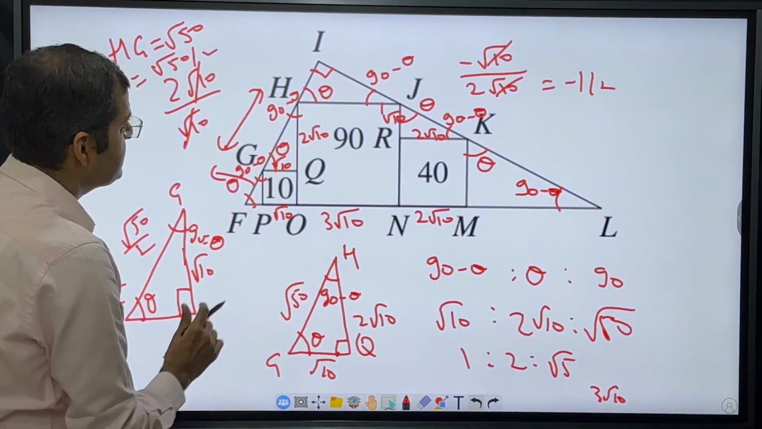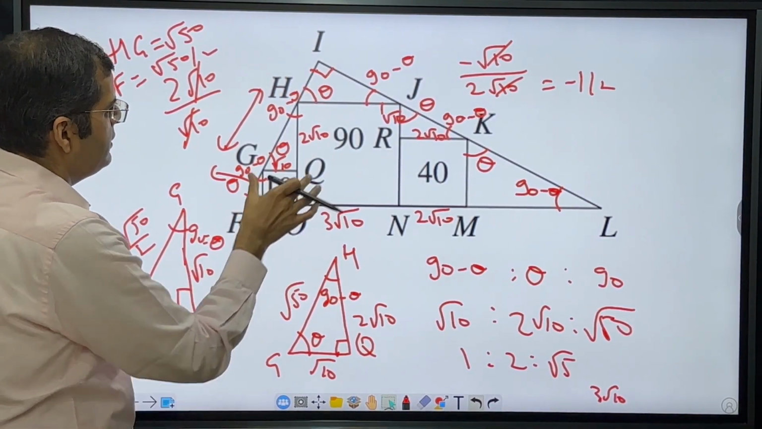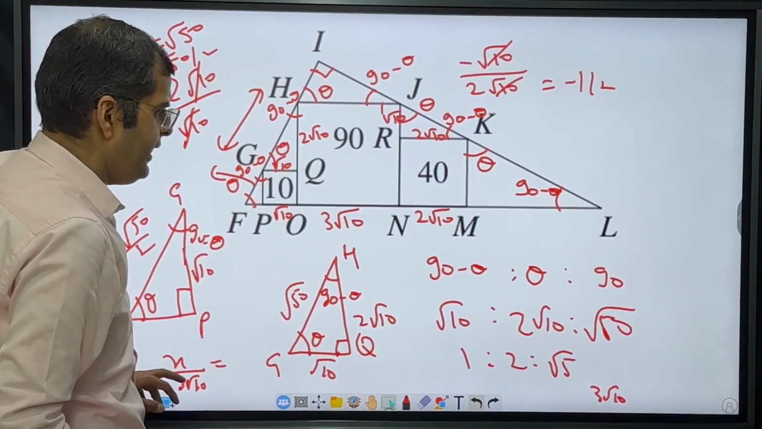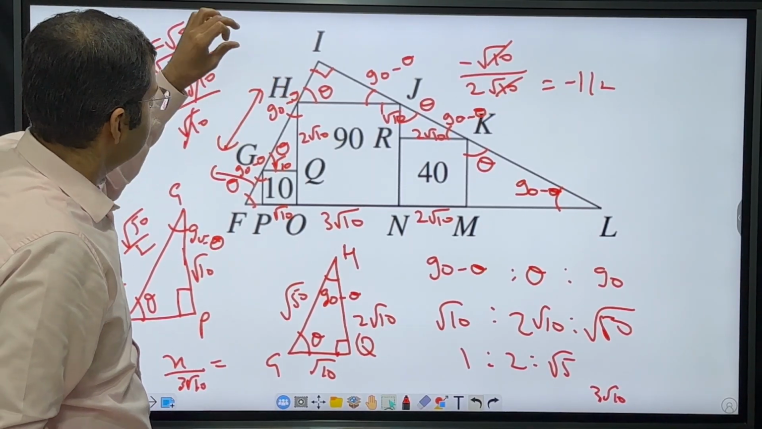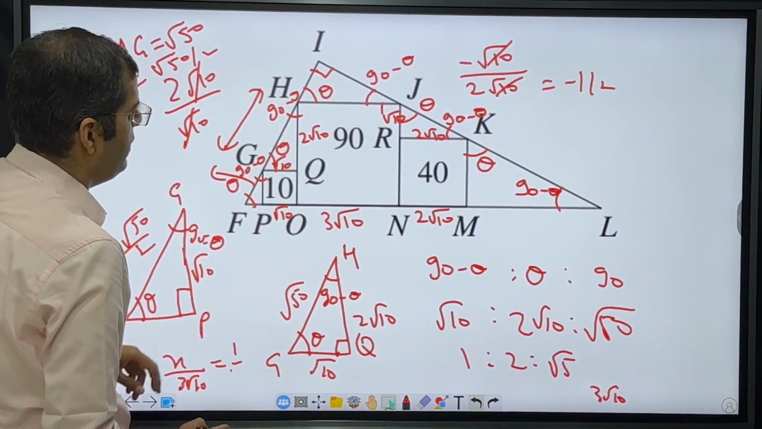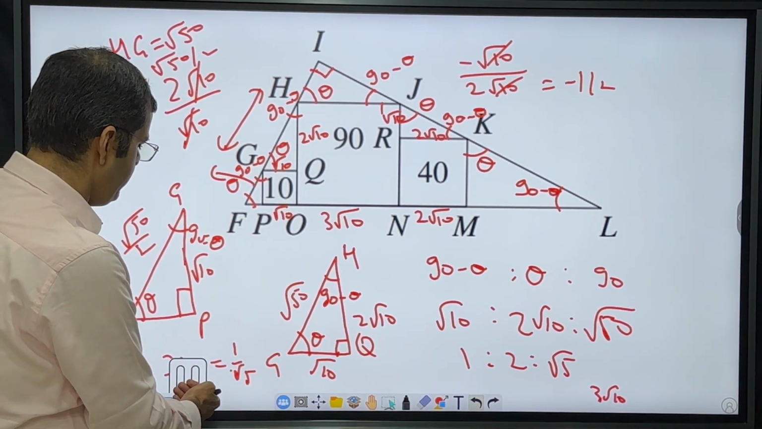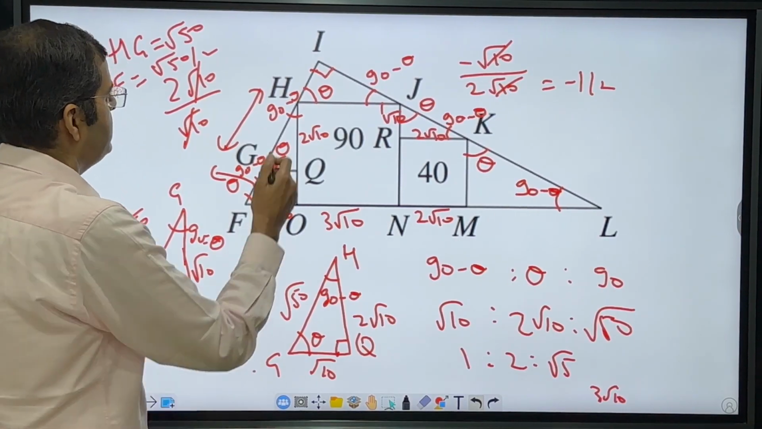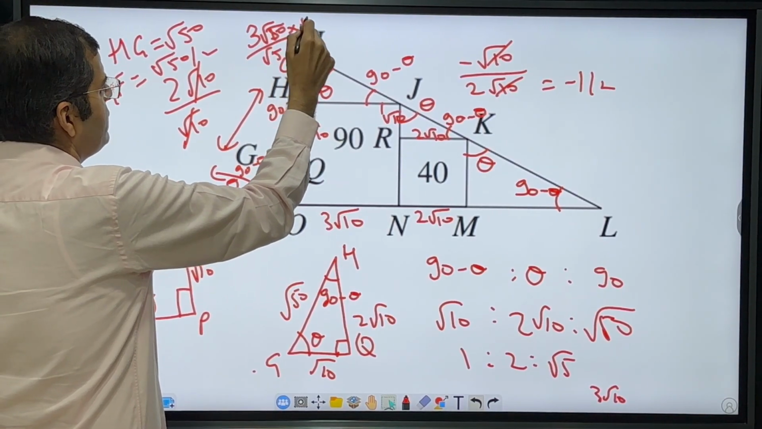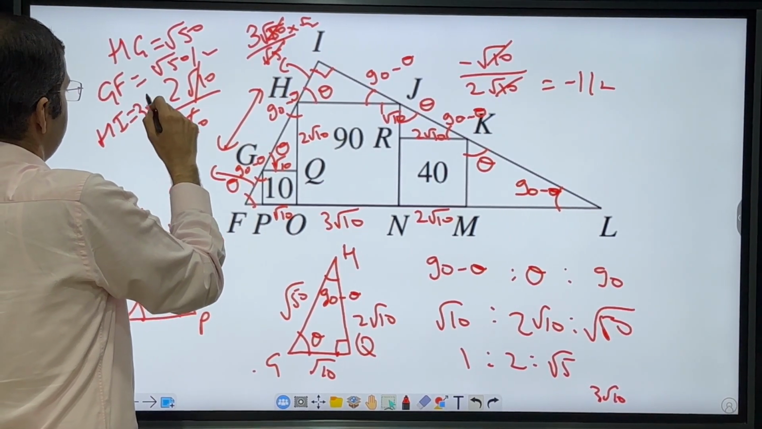Let's say it is x. X upon this side opposite 90, which is 3 root 10. X upon 3 root 10 is 1 upon root 5. So x is equal to 3 root 10 by root 5. So this part HI becomes 3 root 10 by root 5. What is this? This is root 5 into root 2, so this is 3 root 2. So HI is equal to 3 root 2.